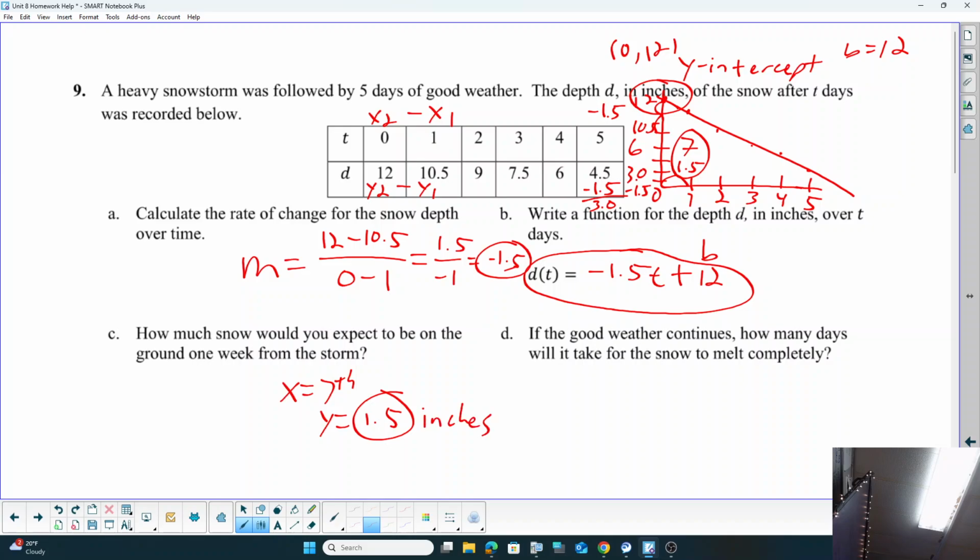If the good weather continues, how many days will it take for the snow to melt completely? One more day. Is that 8 days? I think that's 8 days, right? So one more day is 8 days. Yep. So one more day would be 8 days.